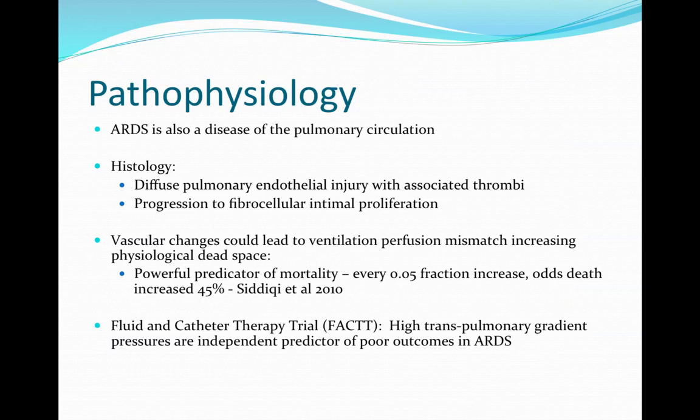We often forget that ARDS can also affect the pulmonary circulation with pulmonary endothelial injury and associated microthrombi formation. This increase in dead space has been shown to be a powerful predictor of mortality. High transpulmonary gradient pressures were shown to be an independent predictor of poor outcomes in ARDS as well.